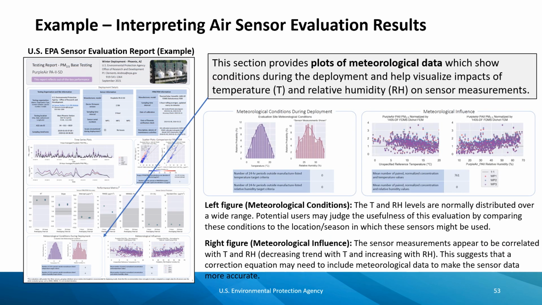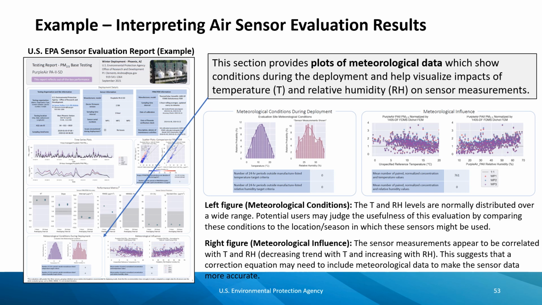The bottom section of the evaluation report provides plots of meteorological data which show conditions during deployment and help visualize the impacts of temperature and relative humidity on sensor measurement. The figures on the left show that the temperature and relative humidity levels are normally distributed over a wide range. The conditions shown can be used to compare conditions to your planned location and study season.